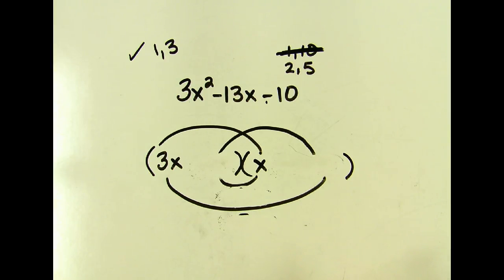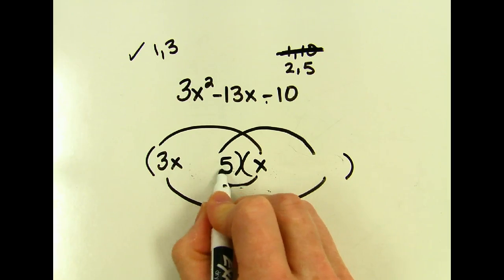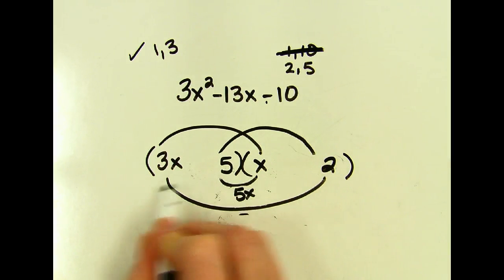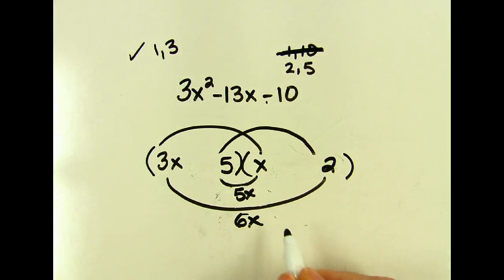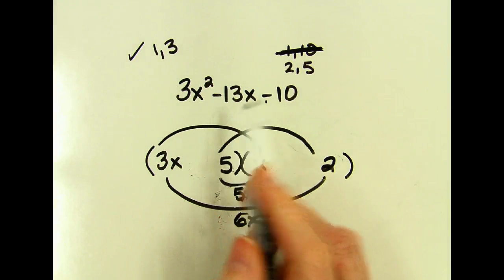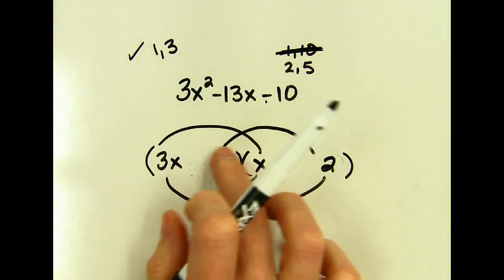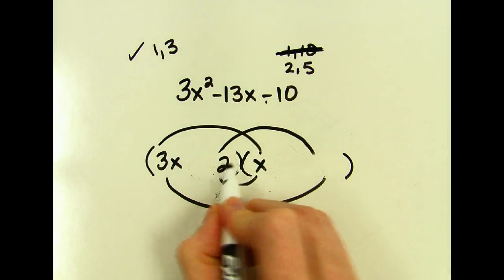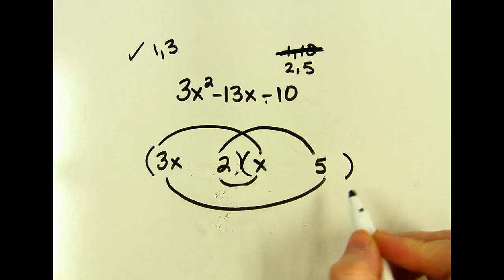So now I go on to the 2 and the 5. I'm going to put the 5 in here, the 2 here, 5x plus 6x. It's another bad guess. 5 and 6 makes 11. Bad guess. So I only have one guess left. The only guess I have left to do is to put the 2 here and the 5 here.